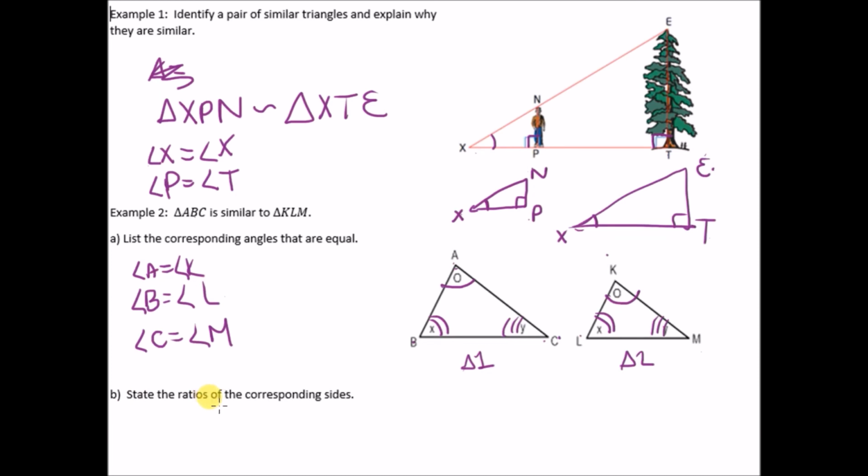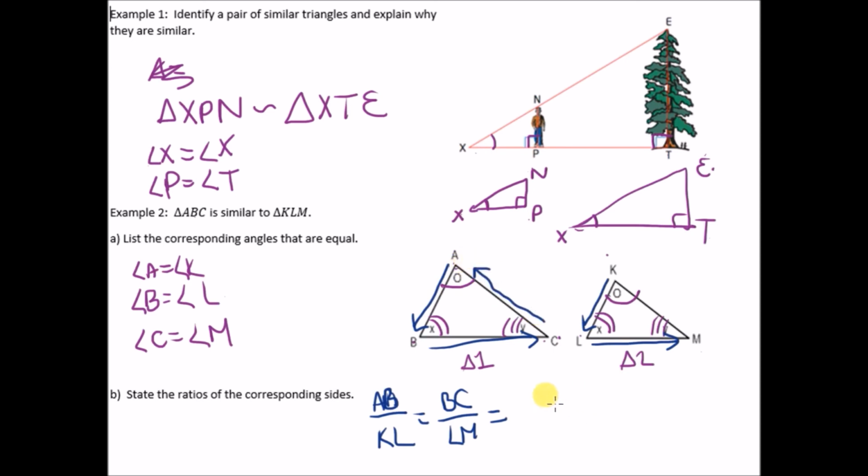Now we're going to state the ratios of the corresponding sides. So we're going to go in order. So let's go AB, and we're going to go down like that, is going to correspond to KL. It's going to be equal to BC and LM. And we can either go up or down, it doesn't matter here. Let's go CA. Then we're just working our way around in a circle. And MK.